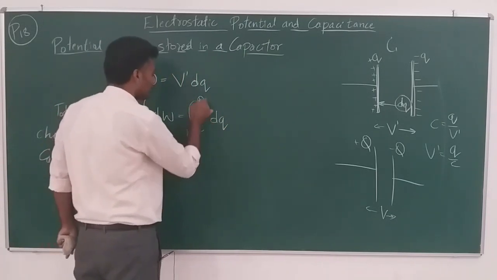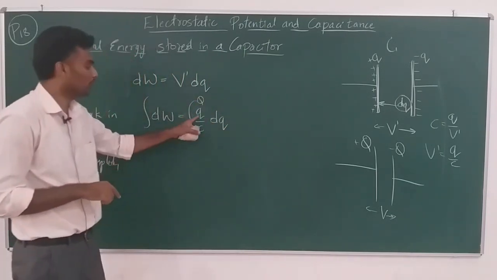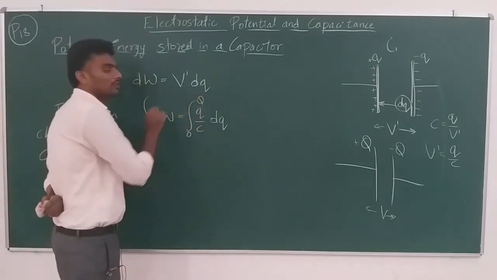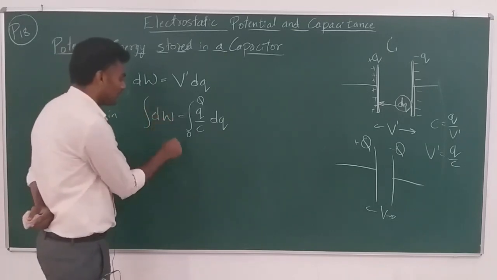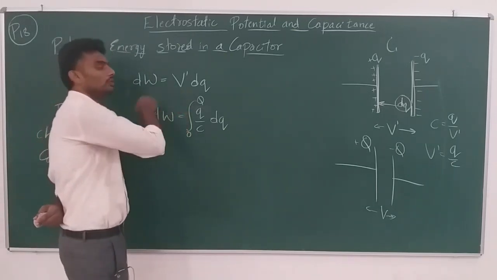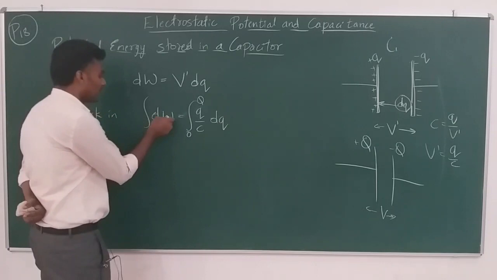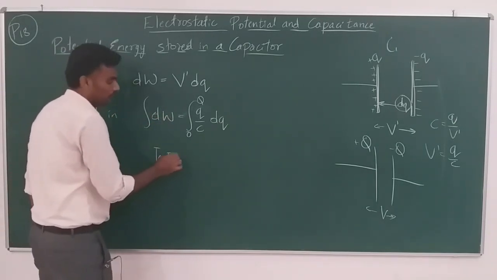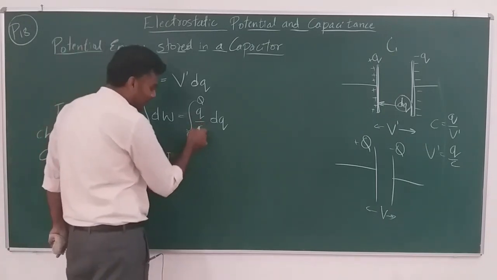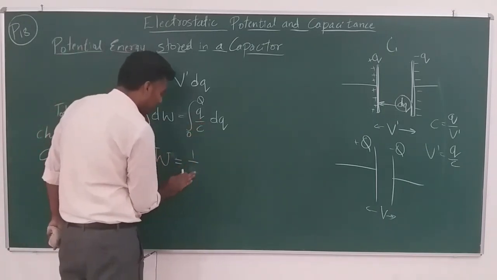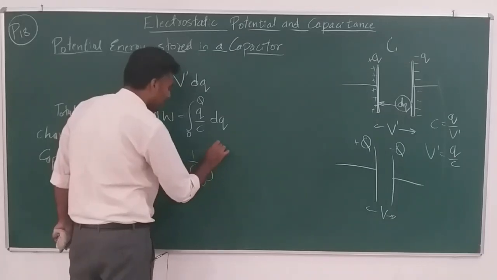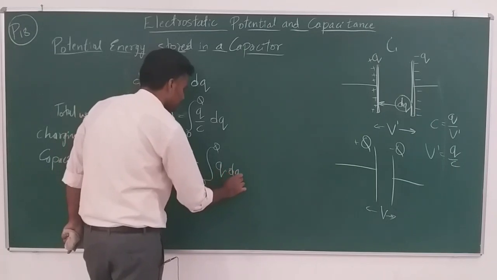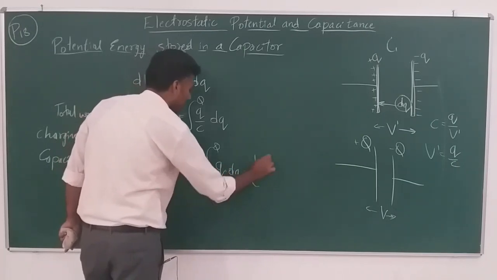So that becomes the integral from 0 to capital Q of small q by C into dq. The limits vary from 0 to capital Q, because we are charging it from 0 coulomb to capital Q coulomb. So the integral of dW is W, the total work. This itself is the total work that I need to do. Now 1 by C is a constant, I'll take that out. What remains inside the integral is q dq.